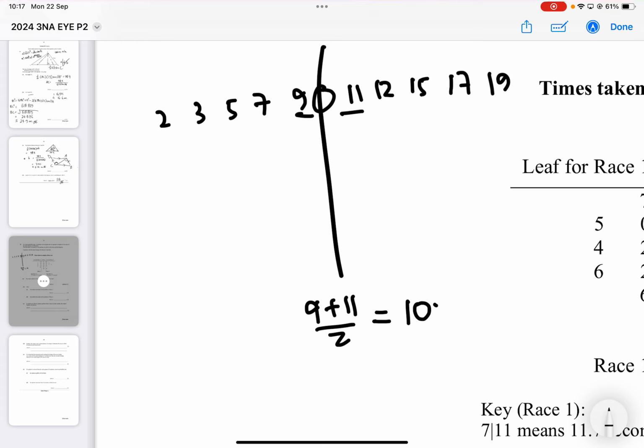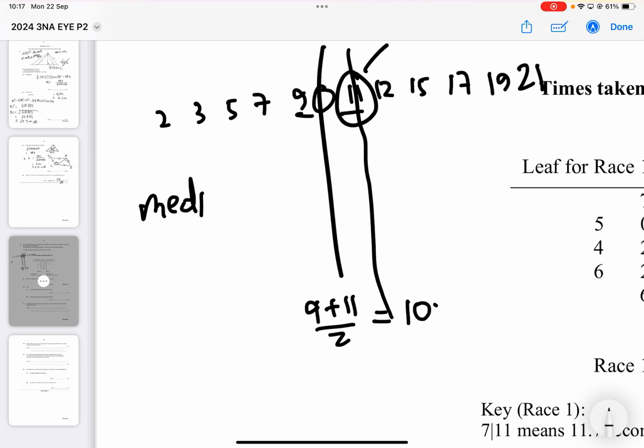But if it's an odd number, let's say there are 11 data, then when I divide 11 by 2, I'll have 5.5. So the middle is the sixth data, then that is the median. It's always the middle data. Median means middle. Mean is to add everything, divide everything. Then mode is the most frequent. All these three are averages. There are different ways of calculating average.